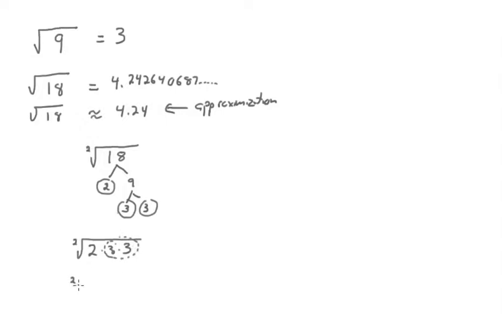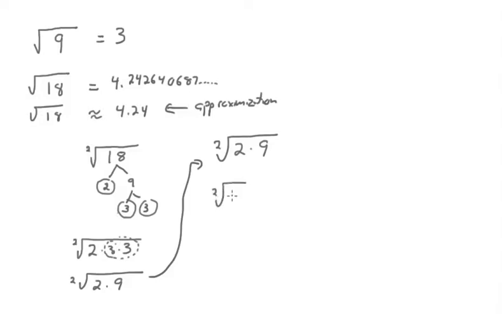So this will be the second root of 2 times, now 3 times 3 is 9. I need a little bit more room, so let me just recopy that for you. Second root of 2 times 9. There is a property of radicals where we can rewrite that as the second root of 2 times the second root of 9. Second root meaning square root. As we talked about up here, the second root of 9 is 3.